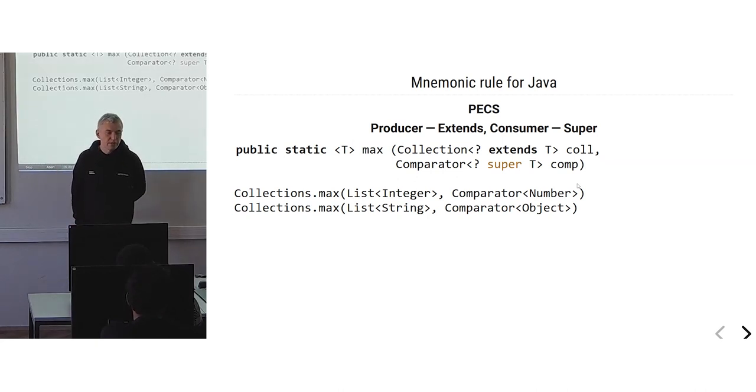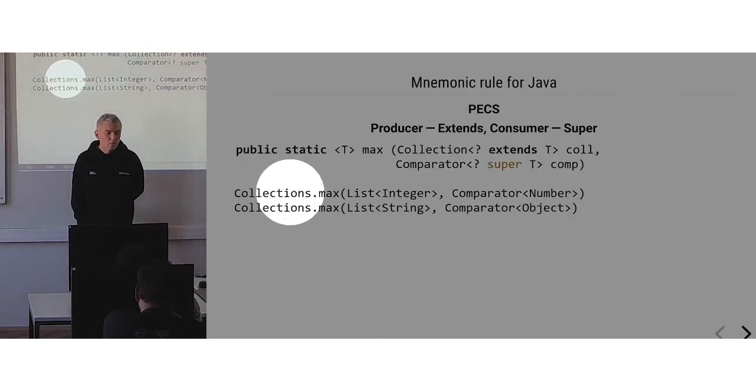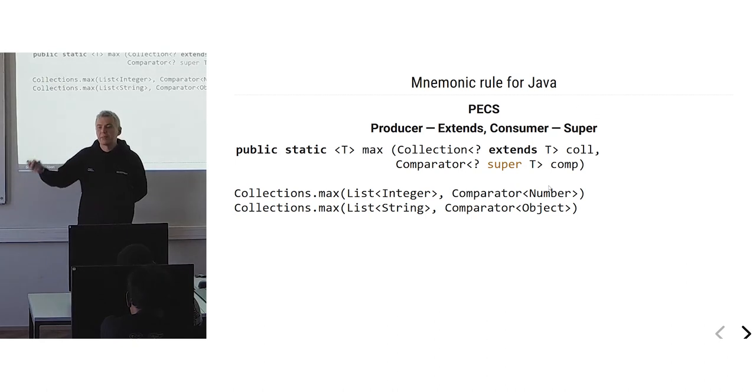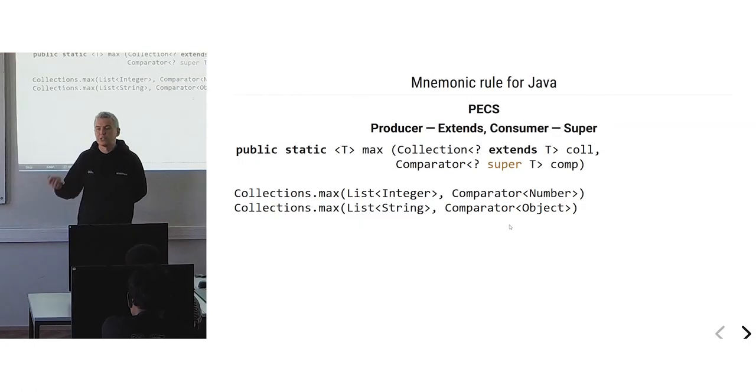They meant the following: you might use a comparator of numbers to sort a list of integers, because Number is a supertype of Integer. All integers are numbers. So if you can compare numbers, of course we can compare integers. So this will compile and run. Or you can find the maximum in a list of strings using a comparator of objects. If we can compare objects, then we can compare strings.